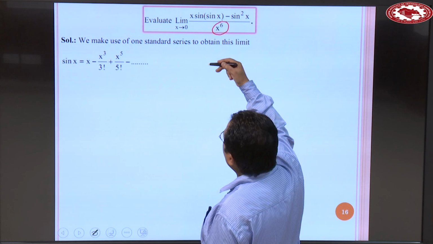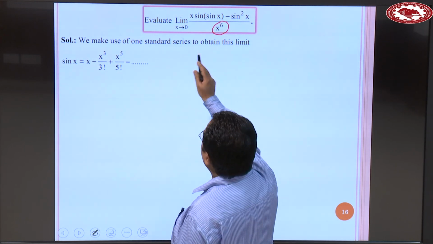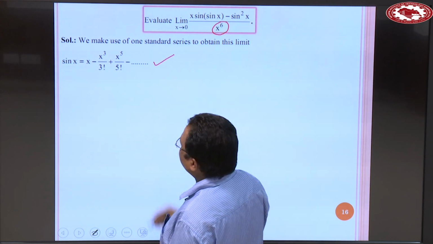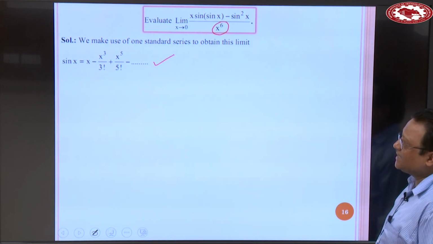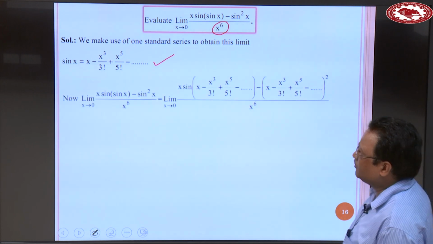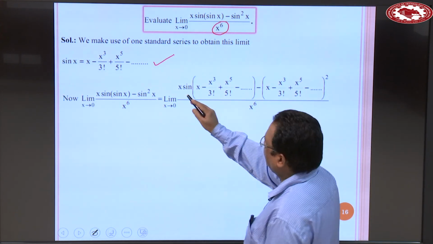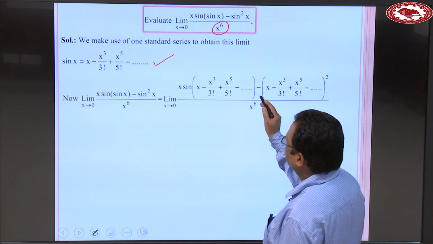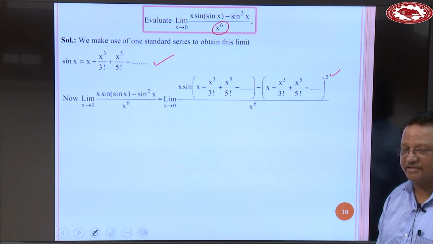So for evaluating these type of limits, we make use of one standard series to obtain this limit, and that standard series is sin x is equal to x minus x cube over 3 factorial plus x to the power 5 over 5 factorial minus and so on. So when we apply this standard series here, we obtain x sin x, this bracketed term, minus sin square x, this square, divided by x power 6.